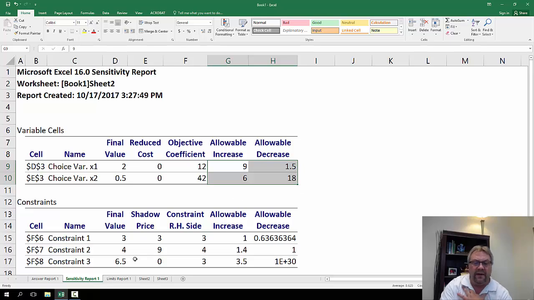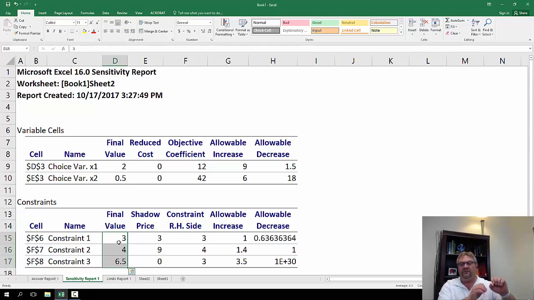Okay, then we have our constraints. Again, these are the final values. So in the solution of our problem, we use 3 units of constraint 1, 4 units of constraint 2, 6.5 units of constraint 3. Here were our right-hand side constraints, right? We had to use at least 3, 4, and 3, okay?